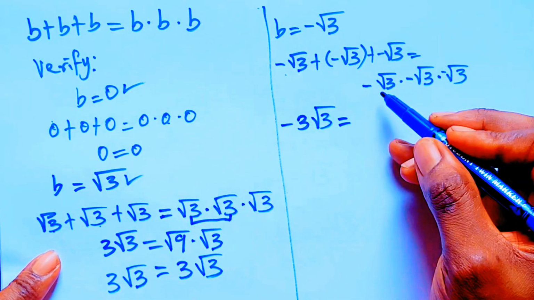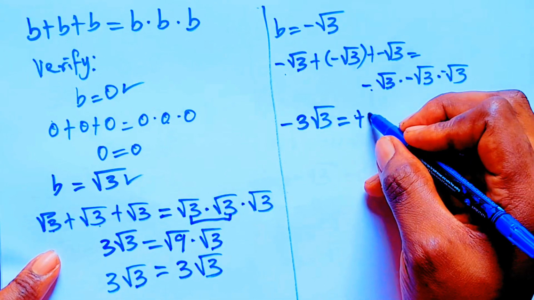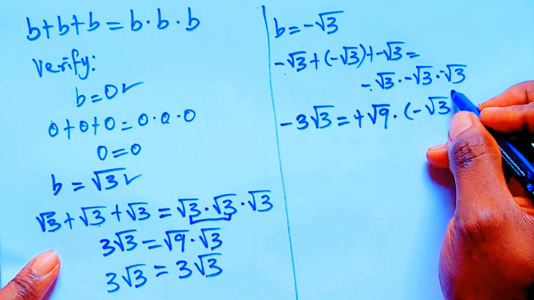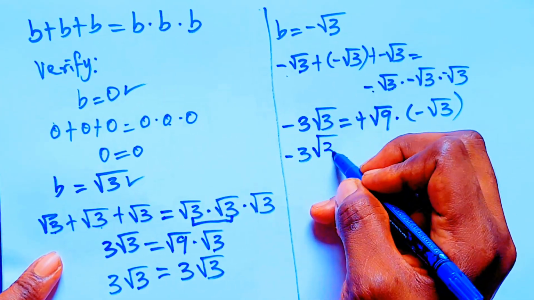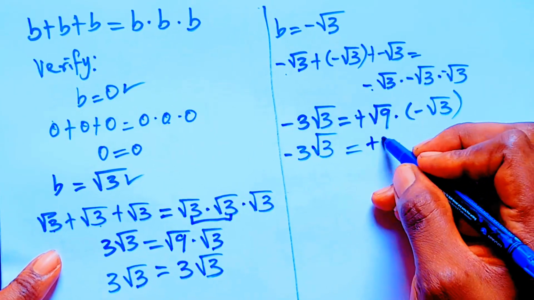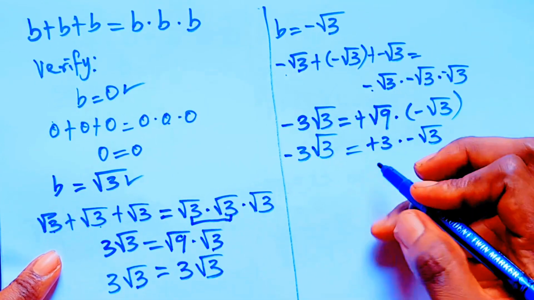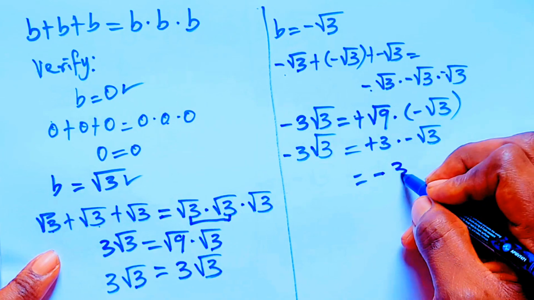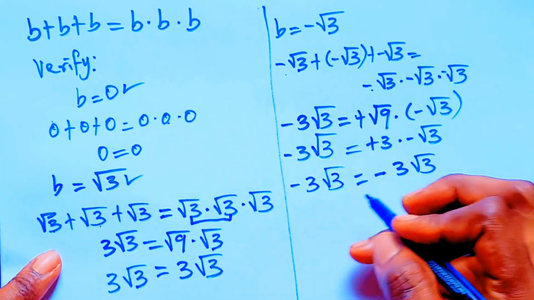Now the right side: minus times minus here is plus. Then square root of 3 times square root of 3 is square root of 9, times minus square root of 3. Square root of 9 here is 3. So we have plus 3 here times minus square root of 3. Plus times minus is minus. 3 times square root of 3 will give us 3 square root of 3, so minus 3 square root of 3. You can see that the left hand side equals the right hand side as well.